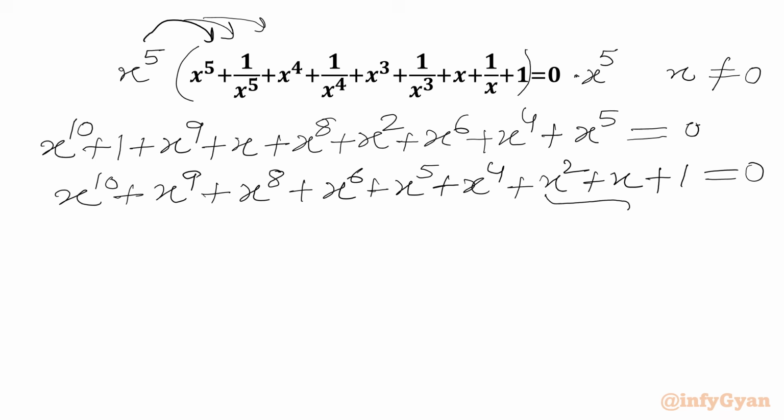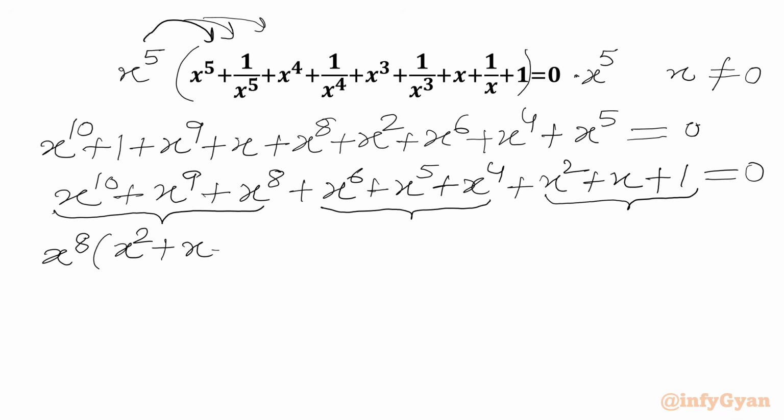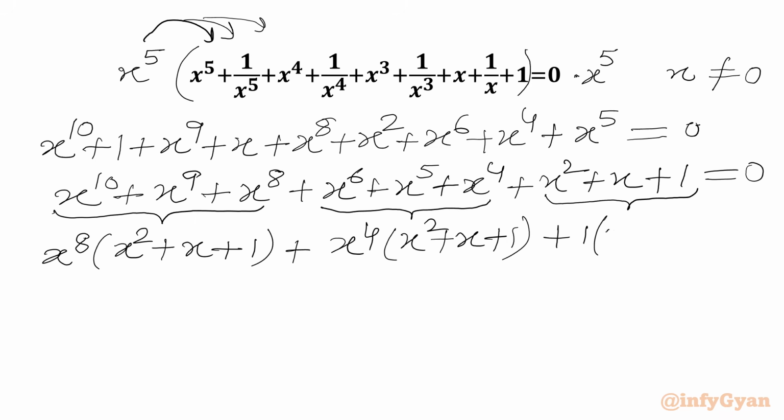Now here we have x square plus x plus 1. Once we take x power 4 common here, we will get the same x square plus x plus 1, and here we will take x power 8 common out. So let us take x power 8 common. In the bracket we can write x square plus x plus 1. X power 4 is common. In the bracket we will write x square plus x plus 1. Then we will take 1 common, and in the bracket we will retain x square plus x plus 1. RHS is 0.